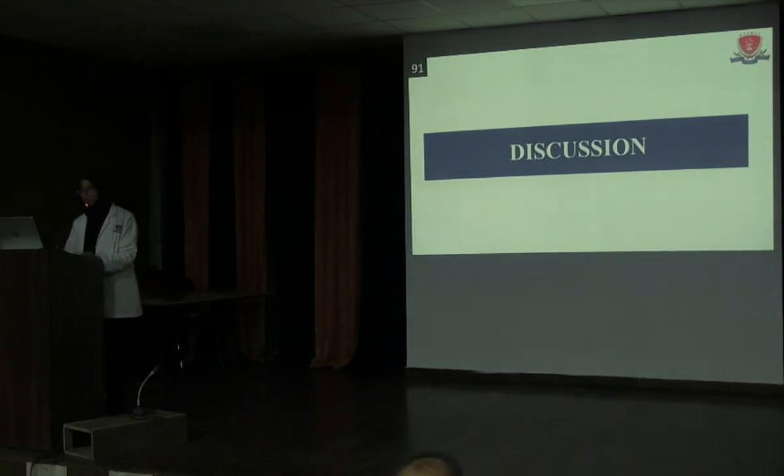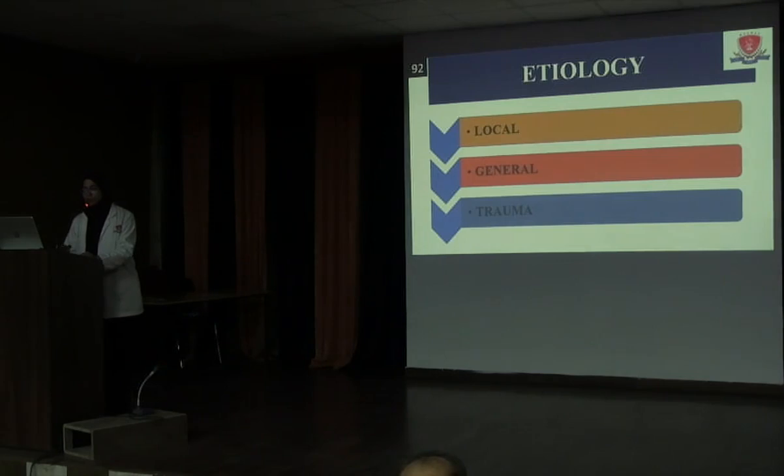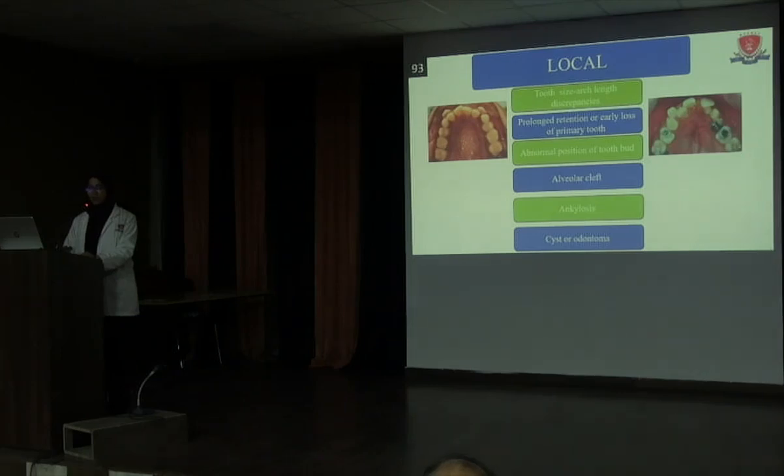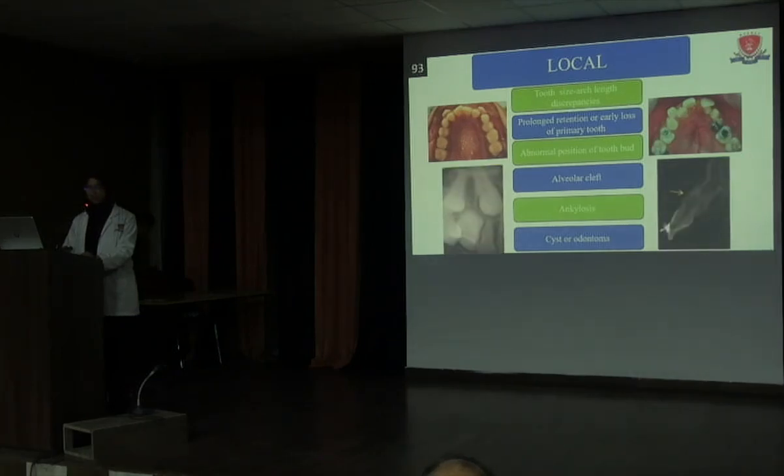Now I will provide an overview of impacted teeth, emphasizing the etiology, classification, prevalence, and strategies. Moving on to the etiology, it can be broadly classified into local, general, and trauma. The local etiology includes tooth size arch length discrepancy, prolonged retention or early loss of deciduous teeth, abnormal position of the tooth bud, alveolar cleft, ankylosis, and cyst or odontome.